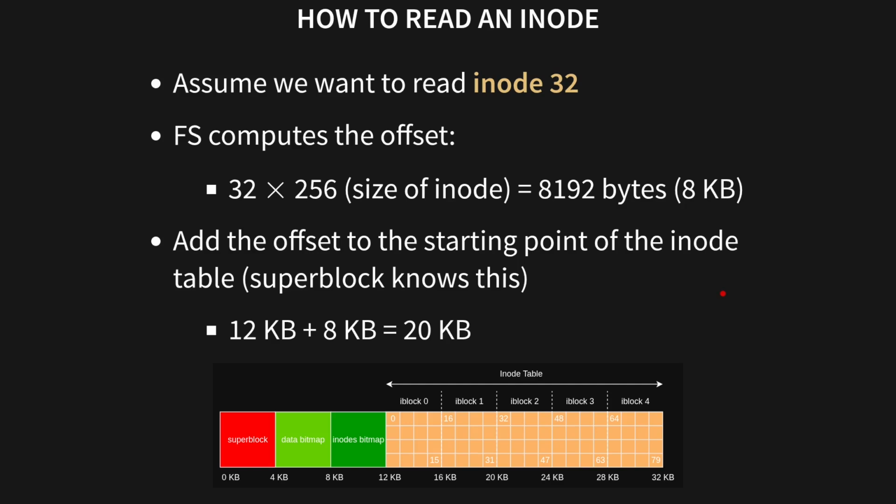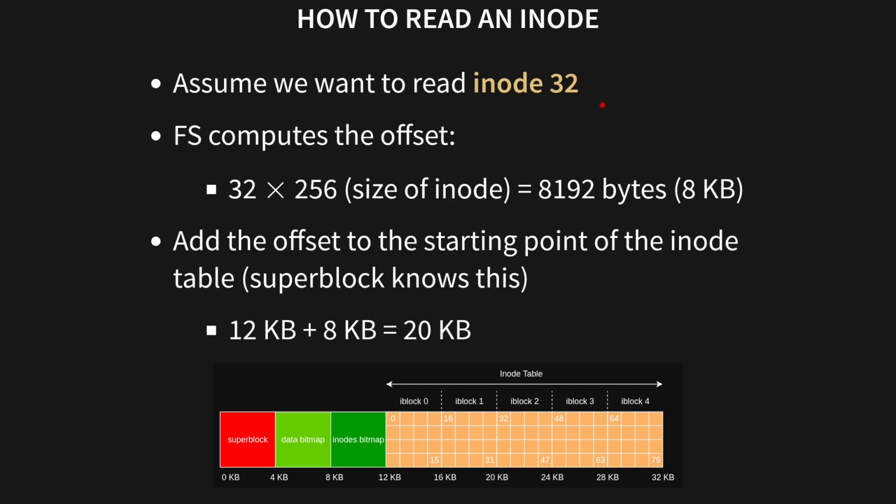Okay, so now let's go through an example to make it more concrete in our minds how things work. So assume we have this structure, right? You can see that this inode block, or I block 0, consists of 16 inodes, the 0th inode until 15, and so on.